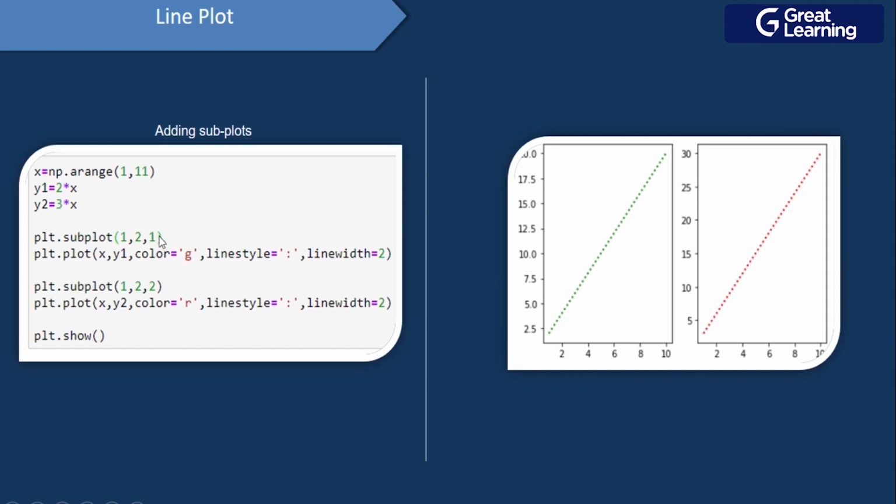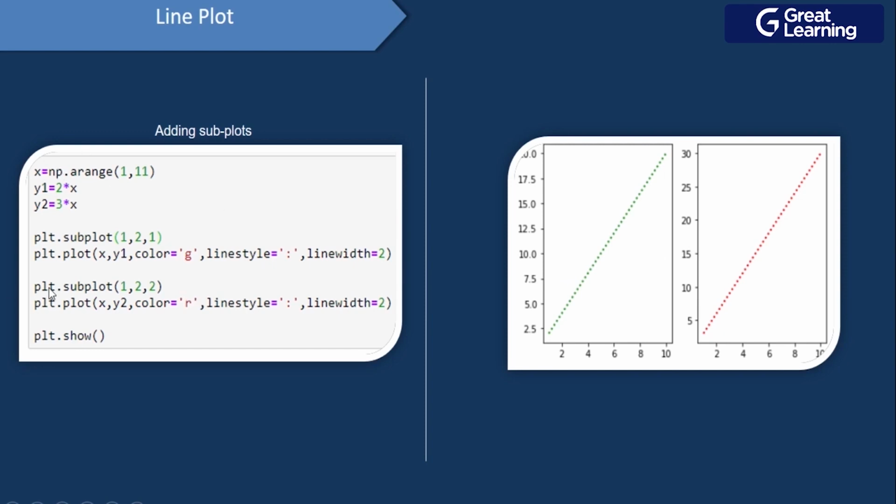Then I will give in the index of this subplot. So this is index number 1. And for this first index, this will be the plot which we'll be creating. So for the first index, the plot will be between x and y1, color will be green, line style will be dotted, and line width will be 2. And as you guys see, at index number 1, we have this green colored line between x and y1.